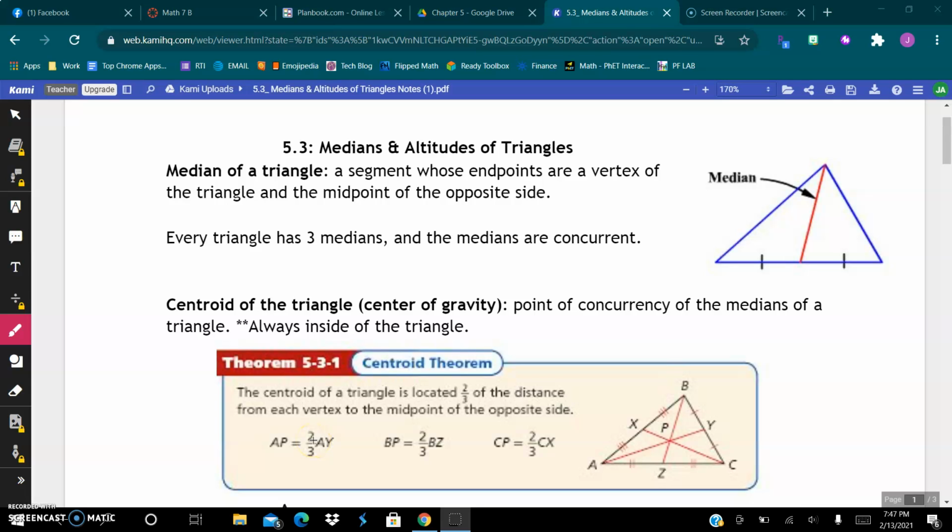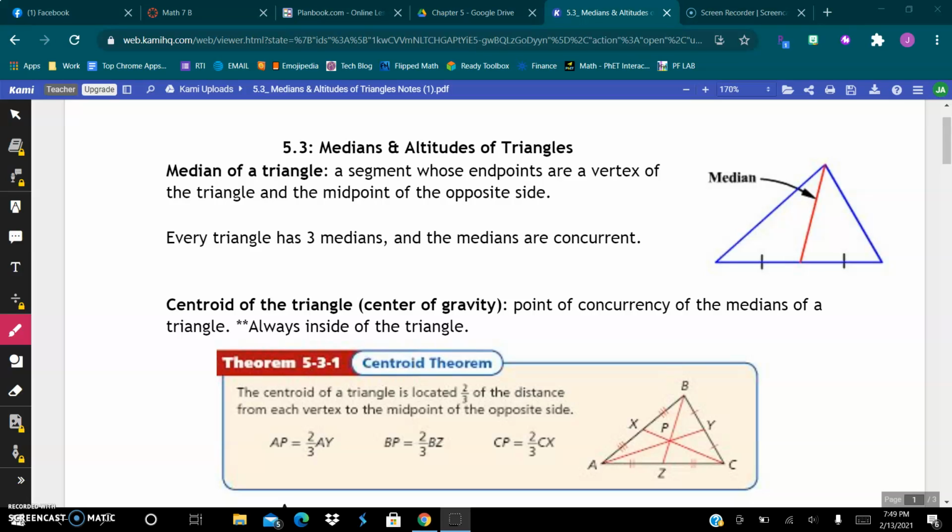For section 5.3, we're going to be talking about medians and altitudes of triangles today. A median is a segment whose endpoints are a vertex of the triangle and the midpoint of the opposite side. Every triangle has three medians, and medians are concurrent. Concurrent means that three lines meet at one point.